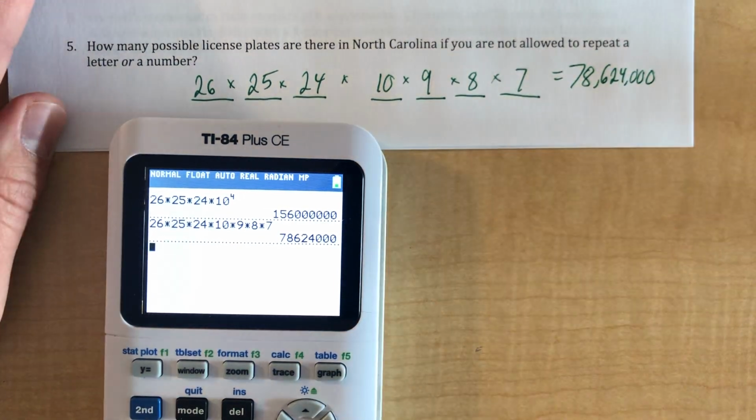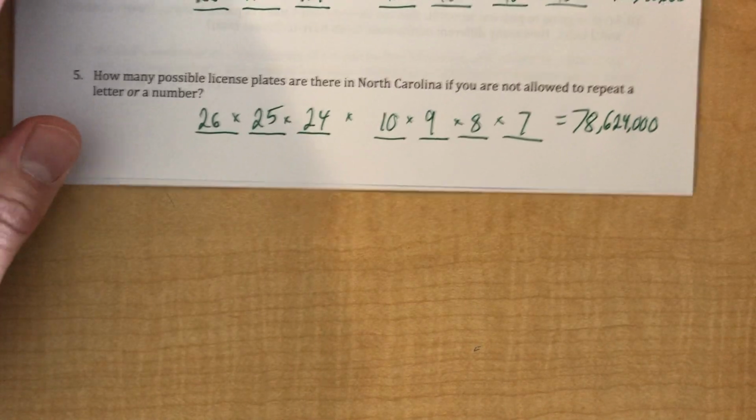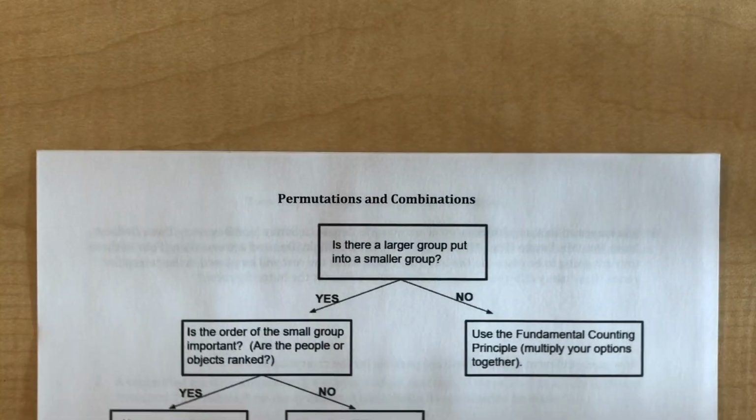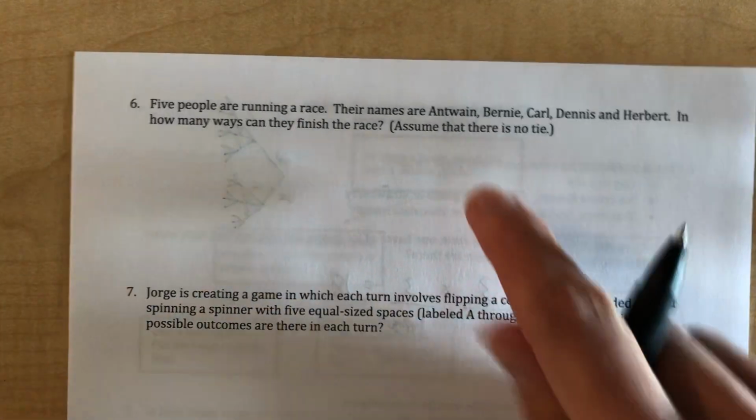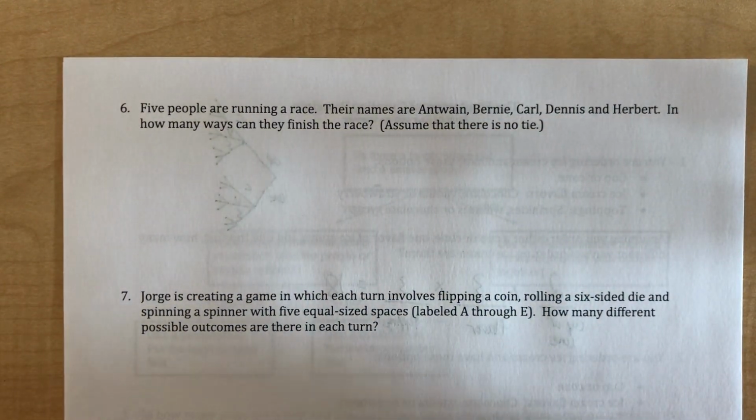78,624,000 options. All right, let's continue working out a few of these. They don't get trickier. You just have to read more carefully. Let's flip this paper over, see what we have. 5 people are running a race. Their names are A, B, C, D, and H. I did that on purpose just to make us mad.